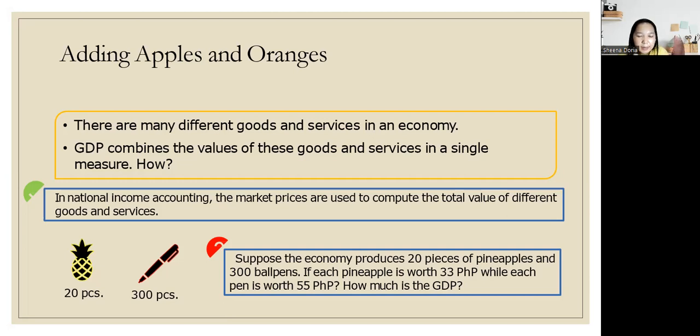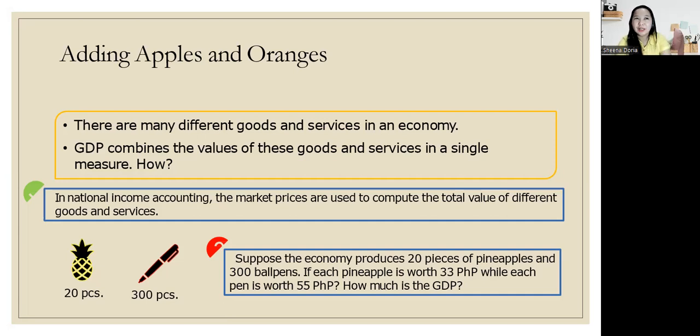So, for this instance, suppose the economy produces 20 pieces of pineapples and 300 ball pens. If each pineapple is worth 33 pesos, while each of the pen is worth 55 pesos, how much is the GDP? Sige nga, i-complete nyo nga, class. I'll give you 5 seconds or you can just pause this para at least for the next slide alam ninyo kung ano ang sagot. So, to simply compute this, you just multiply the quantity and yung price. So, 20 pieces times 33 ay yung 300 ballpens natin times 55.